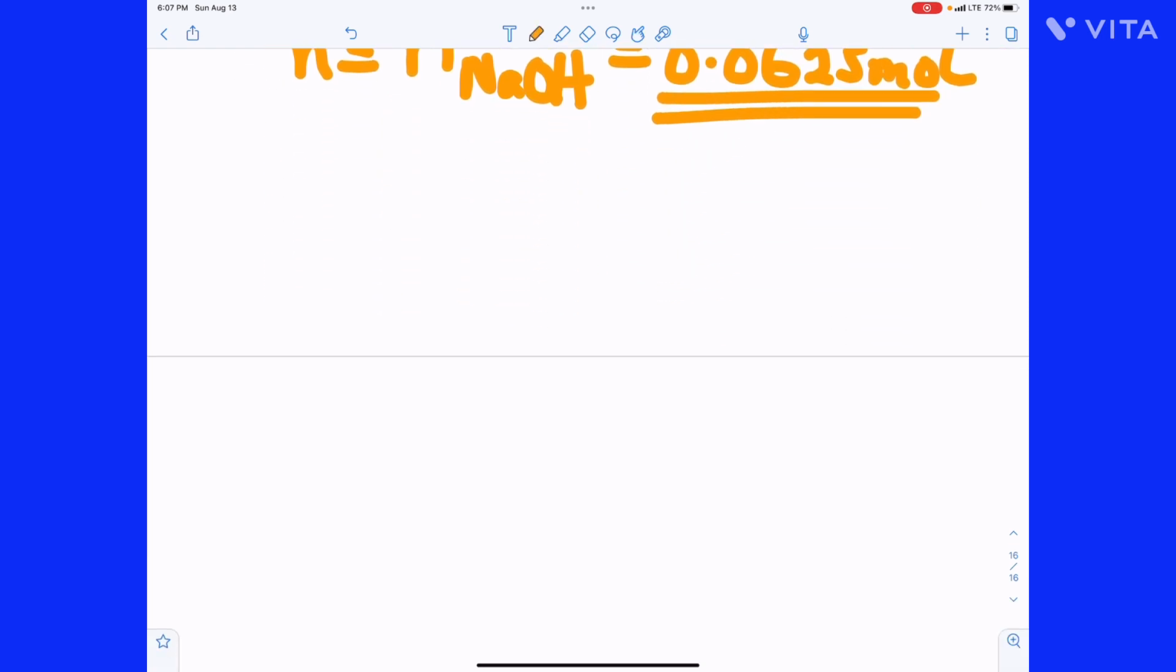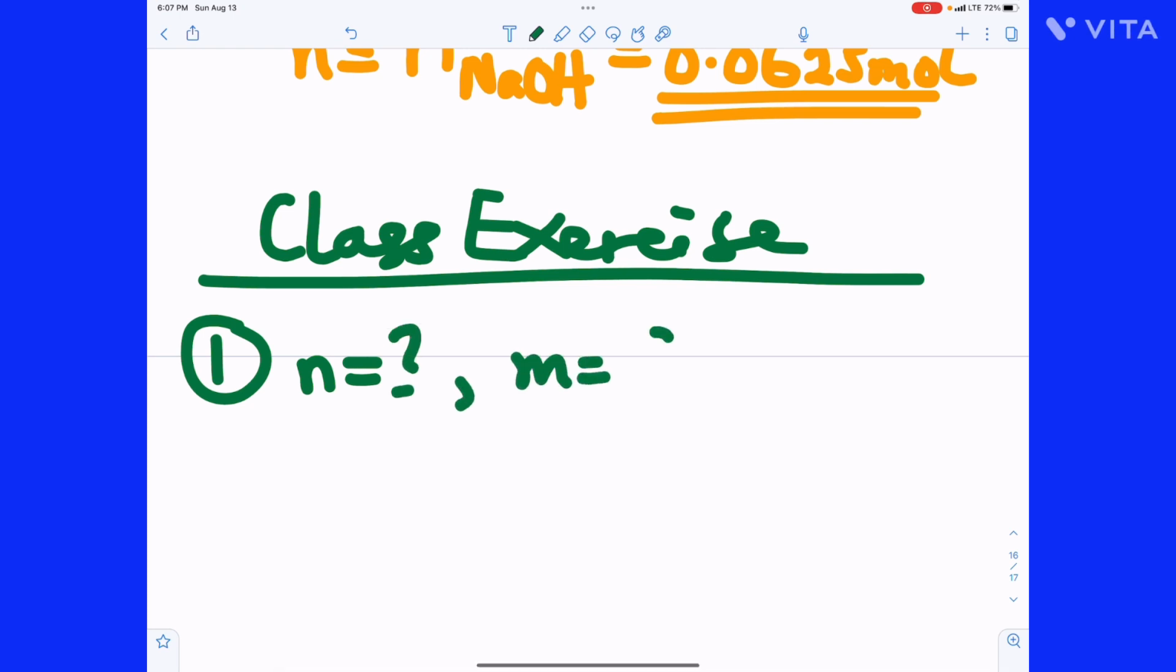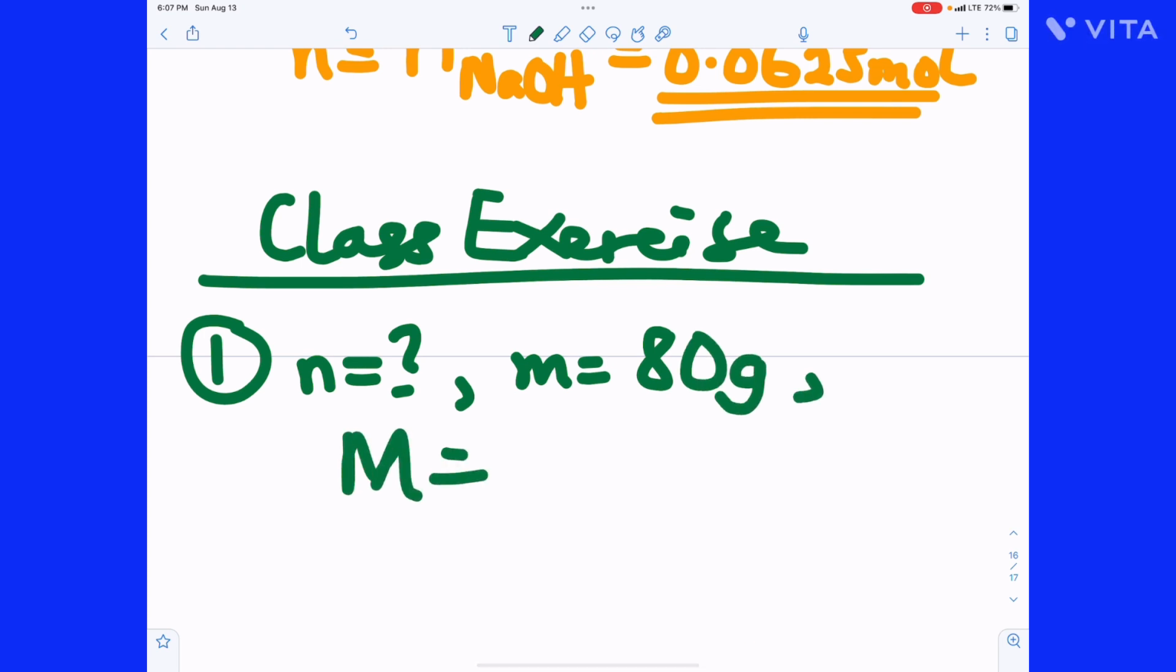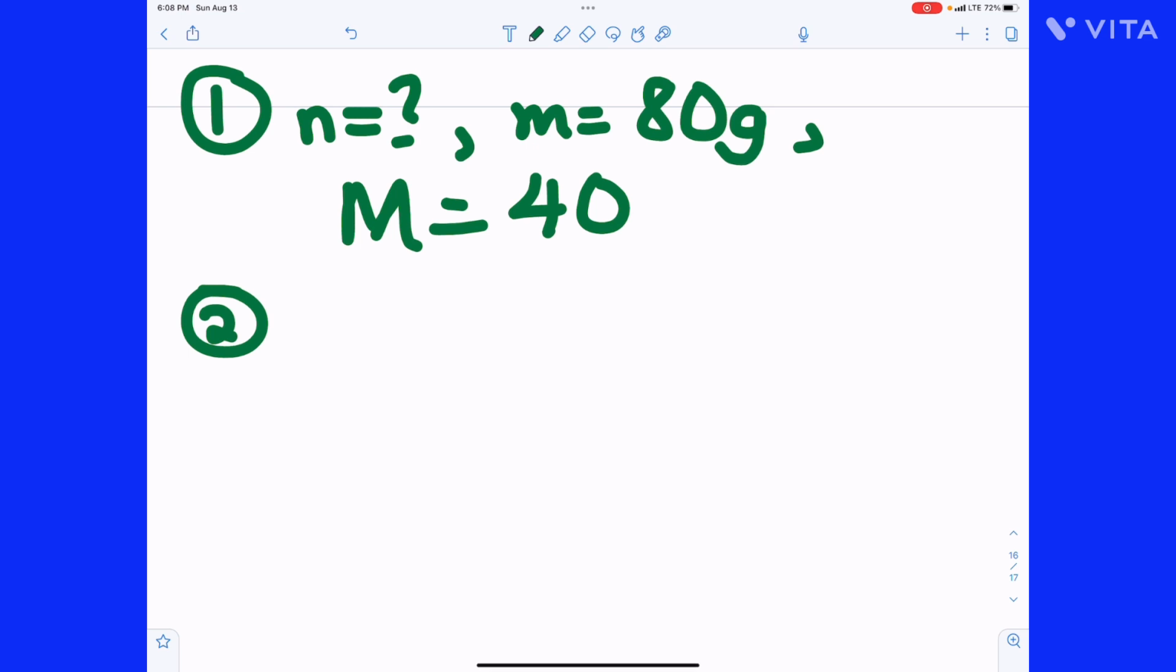Let me give you a few questions as a class exercise. Just quickly. Number 1, I'll be reading the questions out, but I'll be writing only the parameters. Calculate the number of moles of calcium present in 80 grams of the solid if its molar mass is 40.